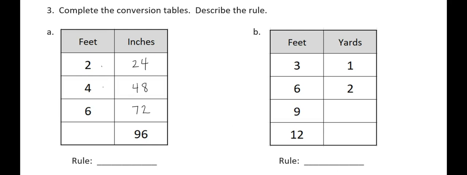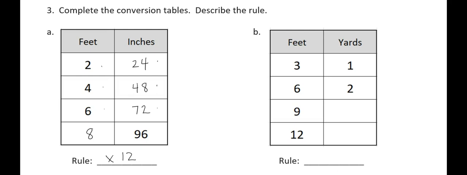I can see a pattern forming here. Each time I'm adding 2. Here, I'm adding 24 each time. So that pattern must hold true on both sides. That means 8 feet is the same thing as 96 inches. And 8 times 12 is 96. So the rule is for every foot that I have in the first column, I would multiply that by 12 to tell me how many inches I have in the second column.